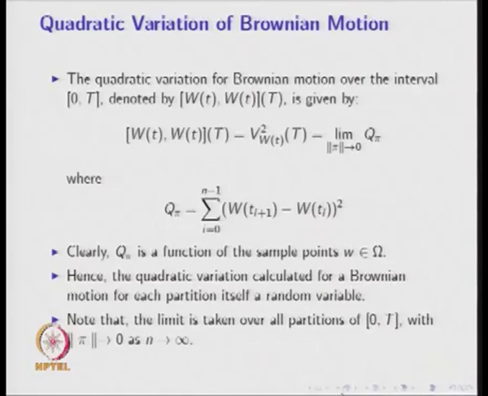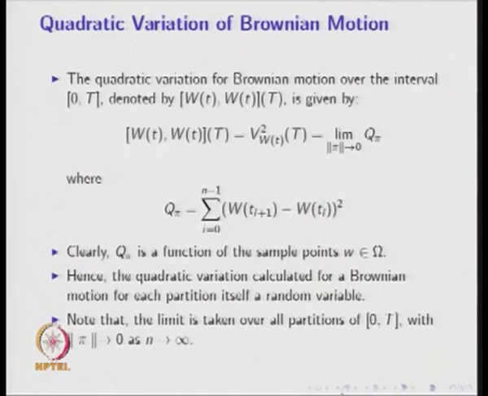Clearly, because you are taking a difference of W's, Q pi is a function of the sample points of W belonging to omega. Hence the quadratic variation calculated for the Brownian motion for each partition is itself a random variable, because the difference is a random variable, and the summation is a sum of random variables, which is a random variable. Therefore, Q pi is a random variable, and you are finding the limit as norm of pi tends to 0 of Q pi.